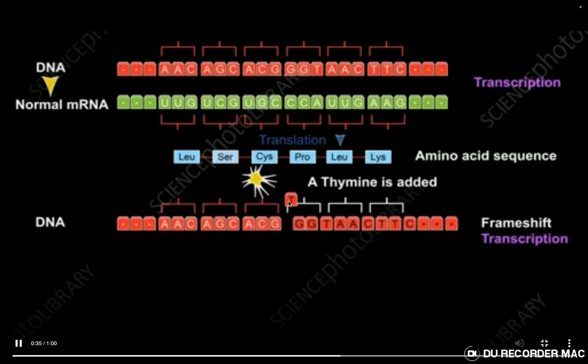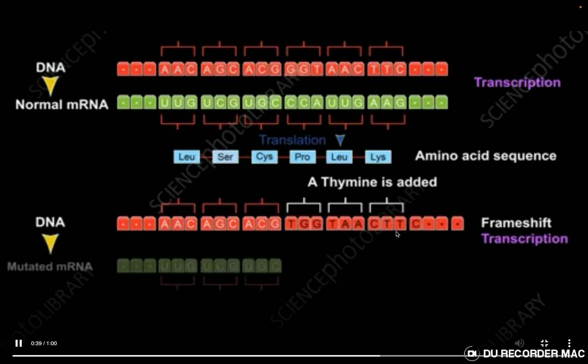And let's say you added 1. So this is an insertion type of a frame shift. So this sequence will get messed up, this sequence will get messed up, this sequence will get messed up. So initially we used to code for proline, leucine, serine, cysteine, proline, leucine, and lysine. When you inserted one here, see all of the downstream ones, they have shifted to the right.